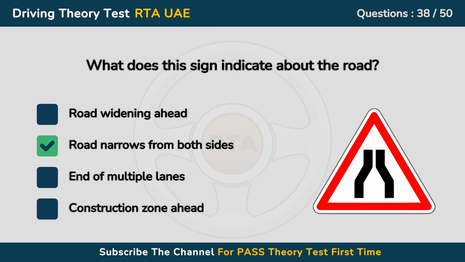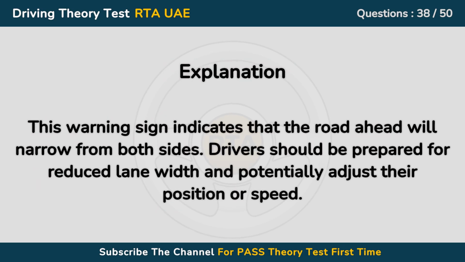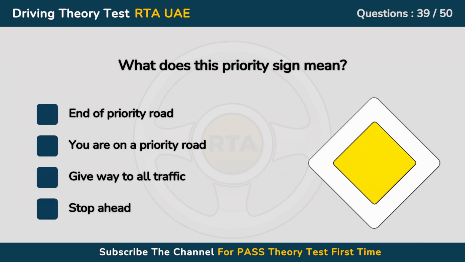Answers is B. Road narrows from both sides. This warning sign indicates that the road ahead will narrow from both sides. Drivers should be prepared for lane width and potentially adjust their position or speed. Question 39. What does this priority sign mean?